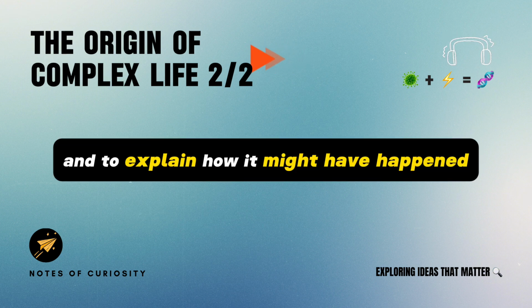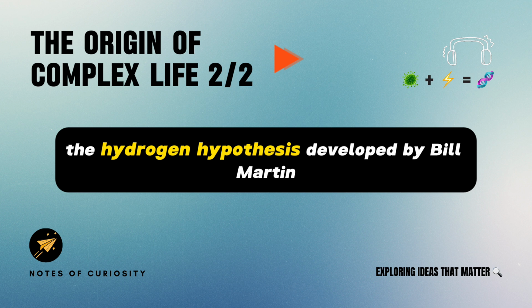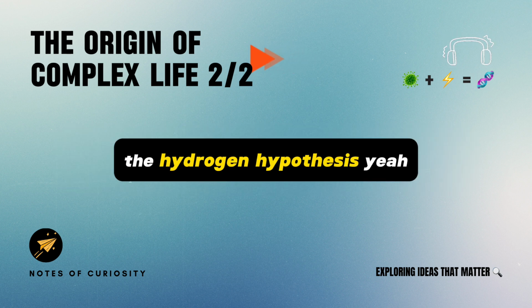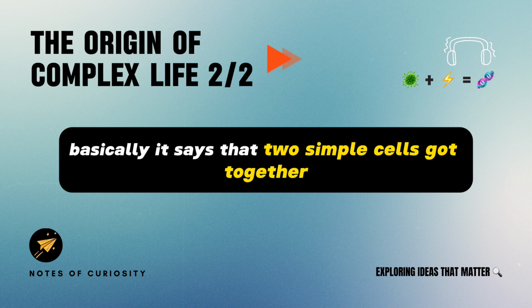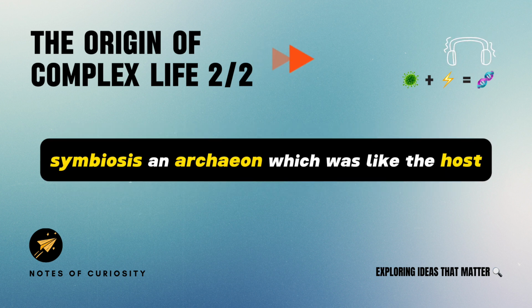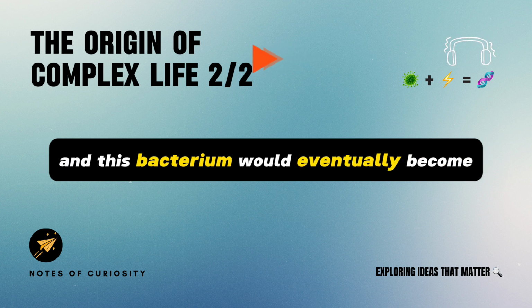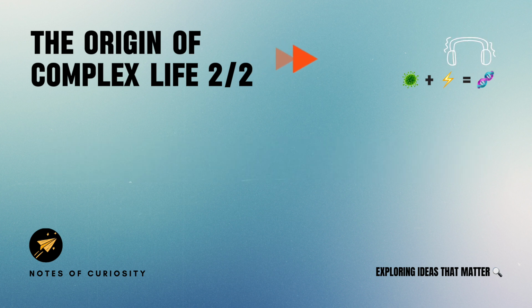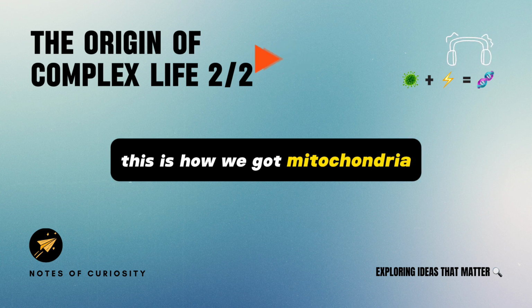And to explain how it might have happened, Lane brings in this idea, the hydrogen hypothesis, developed by Bill Martin. The hydrogen hypothesis. Yeah, Lane calls it a Nobel Prize-worthy idea. Basically, it says that two simple cells got together, teamed up. A partnership. Symbiosis. Right. An archaeon, which was like the host, and a bacterium that made hydrogen. And this bacterium would eventually become, you guessed it, the mitochondria. Right. So this partnership, this is how we got mitochondria.